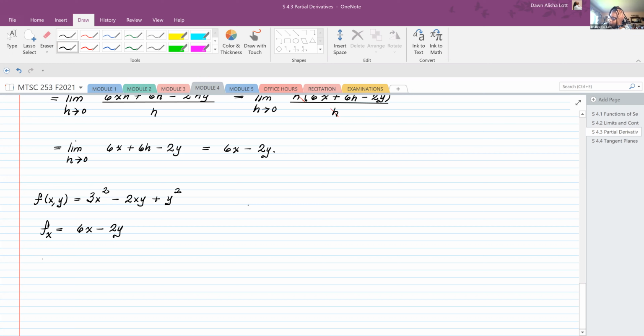Okay, so f sub y. 3x squared is a constant because y is the variable, so x squared is the constant, it's not moving. So when I take the derivative of 3x squared, it goes to 0 because it's a constant with respect to y. The derivative of negative 2xy, well, the 2 is a constant, the x is a constant, y is just a single thing, so I just get minus 2x, and the derivative of y squared is 2y. So you hold the other variable fixed when you take the derivative.